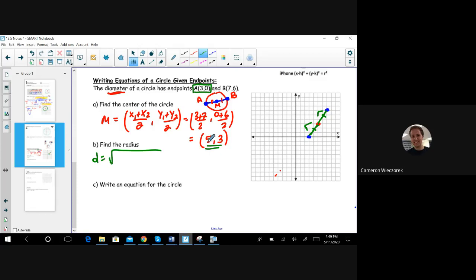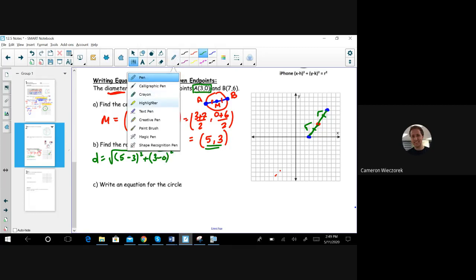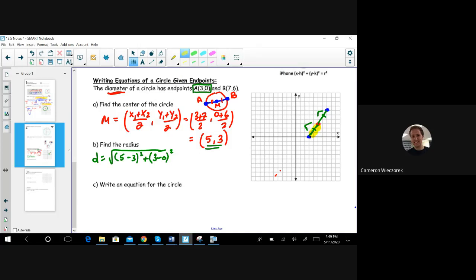So if I plug in, 5 minus 3 squared would be x2 minus x1 squared, plus the distance between the y coordinates would be 3 minus 0 squared. So the one I'm finding right now, let me just highlight so you can see it in the picture. I'm measuring this distance right here from the red dot to the blue dot. So this would be, and I'm not going to use D. D is confusing. Let's use R for radius.